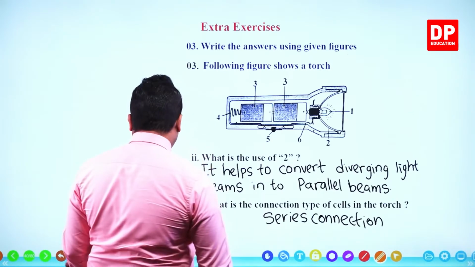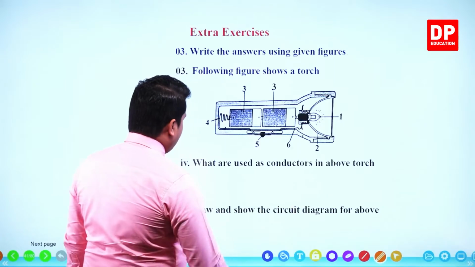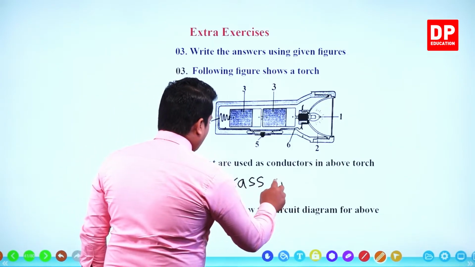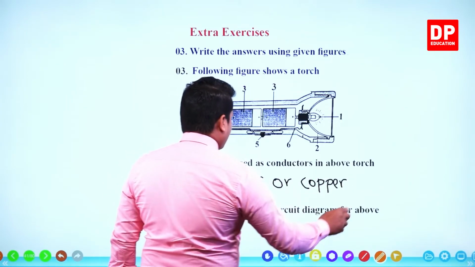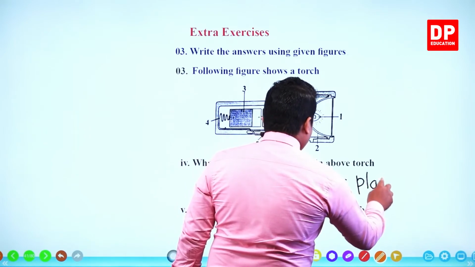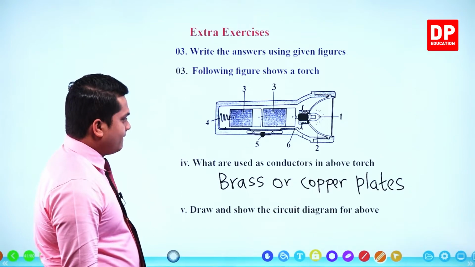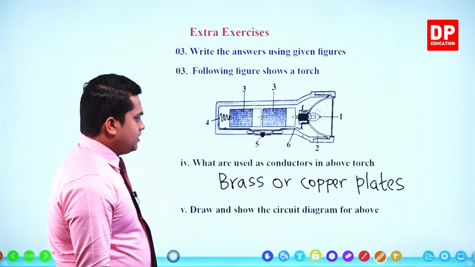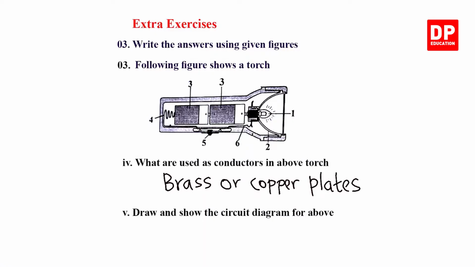Okay, so let's move on with the next question. What are used as conductors in the above torch? As the conductors, either we use brass or copper plates. Those are the ones which are used as connectors, conducting connectors.